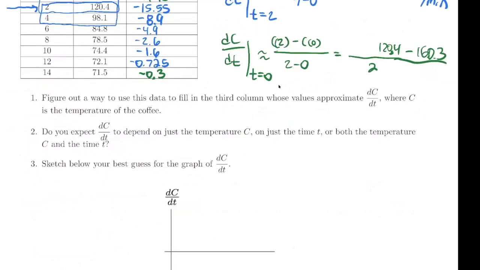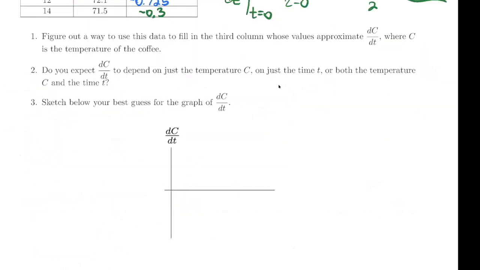Down at the bottom, it's saying, well, let's try and come up with a sketch. We're not trying to sketch the solution. What we're sketching here is how the derivative dC/dt depends on these two variables in our model, which would be time and the temperature of the cup of coffee. So what I'd like you guys to think about is this question here.